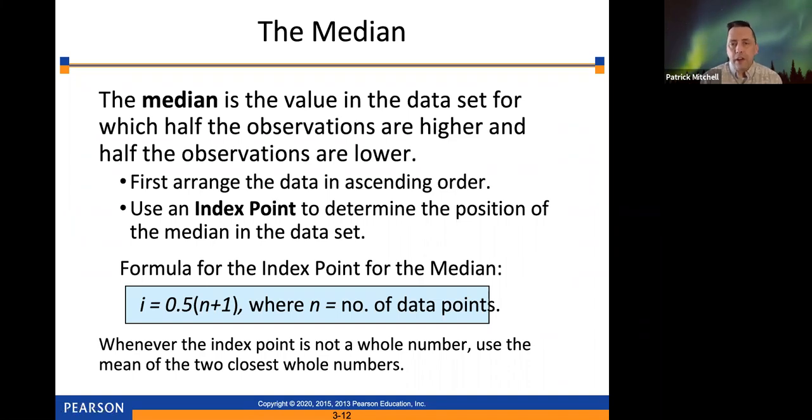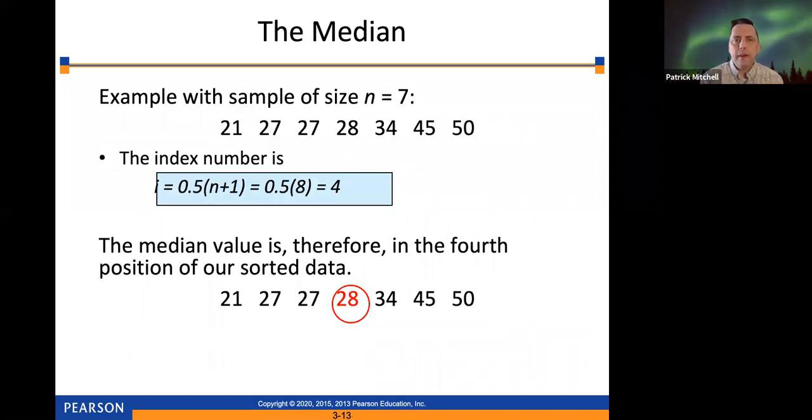So the way that I calculate the index point is to take n plus 1 and then multiply that by 0.5, which is the same thing as dividing it by 2, where n is the number of data points. And whenever that index point is not a whole number, use the mean of the 2 closest surrounding whole numbers. So for example, if the index point came out to 9.5, that means the median is the mean of the 9th and 10th value. And you'll see an example of that here in a sec.